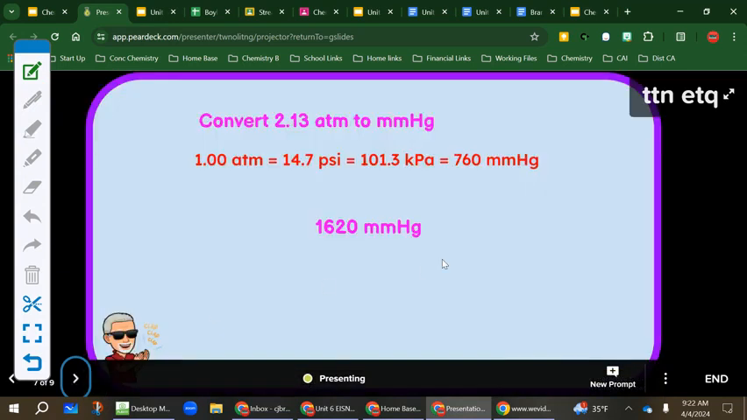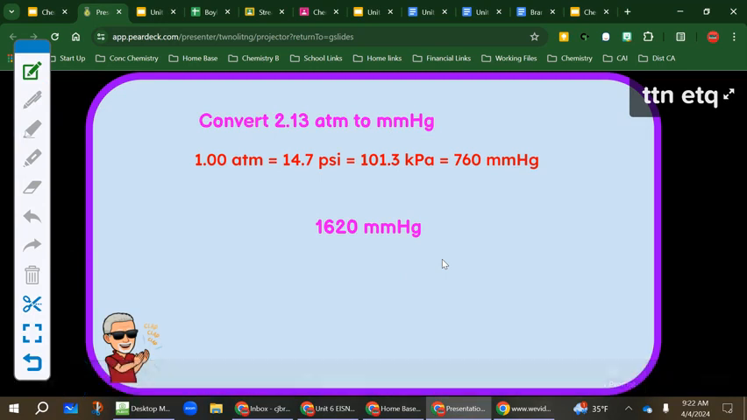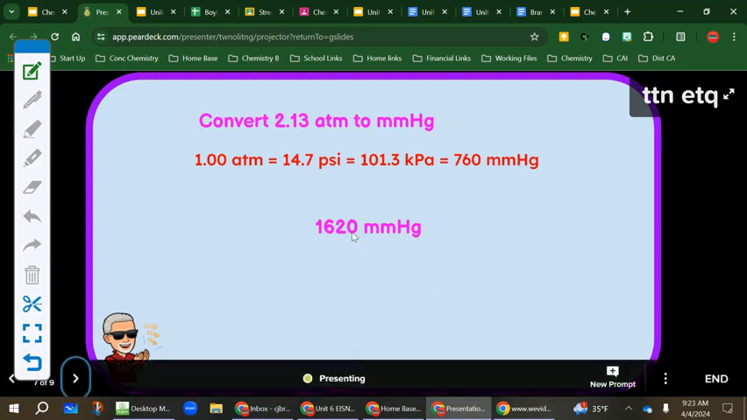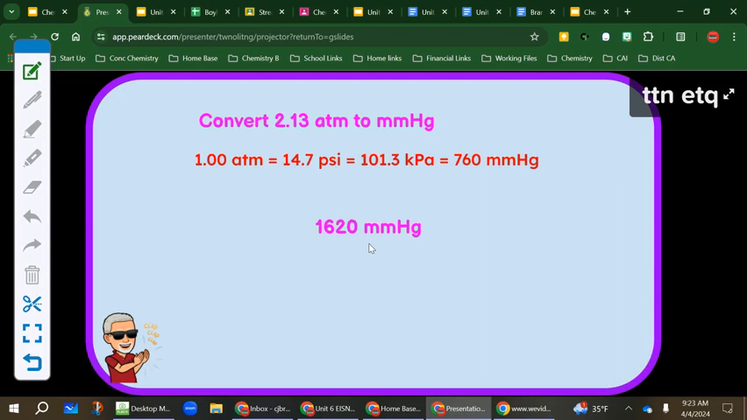1,620 mmHg. Now, you might have come up with a number that was slightly different than mine. I have rounded mine into 3 sig figs since the 2.13 was in 3 sig figs. So I have the 0 after the 2 because I don't want that spot here to be significant. And the 0 holds the value, but it does not add a sig fig to this number. Questions, ladies and gentlemen?